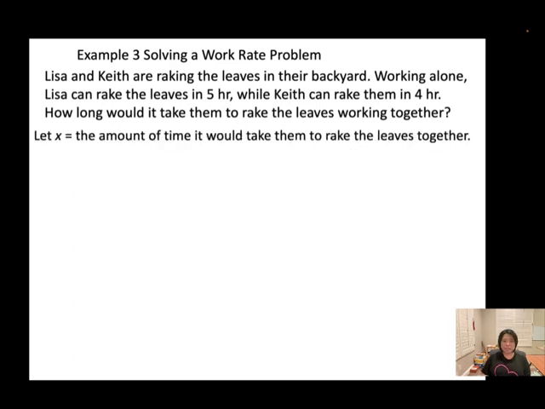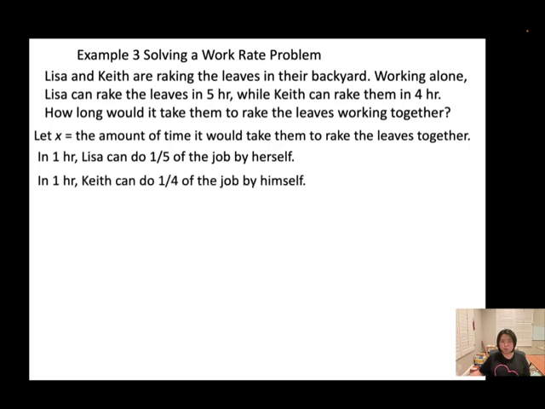So first, we're going to let x be the amount of time it would take them to work the lifts together. Okay, so Lisa by herself, it's going to be 5 hours. Keith by himself, it's going to be 4 hours. Now, we let x be the time that Lisa and Keith do the job together. And then in 1 hour, Lisa can do 1/5 of the job by herself. Same idea for Keith, it's going to be 1/4, right? In 1 hour, Keith can do 1/4 of the job by himself.